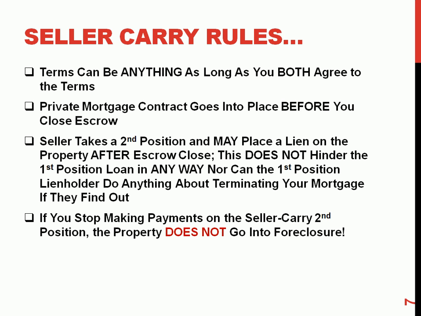The seller takes second position always. The seller can never take first position on these types of property deals. Never. They could very well place a lien on the property after the close of escrow, but it does not hinder the position of your first position conventional loan in any way. Even if the first position conventional funder finds out that there's a second position or a lien, there's not anything that they can do about it. They're not going to terminate your mortgage, they're not going to foreclose on you, they're not going to do anything if they find out about it.